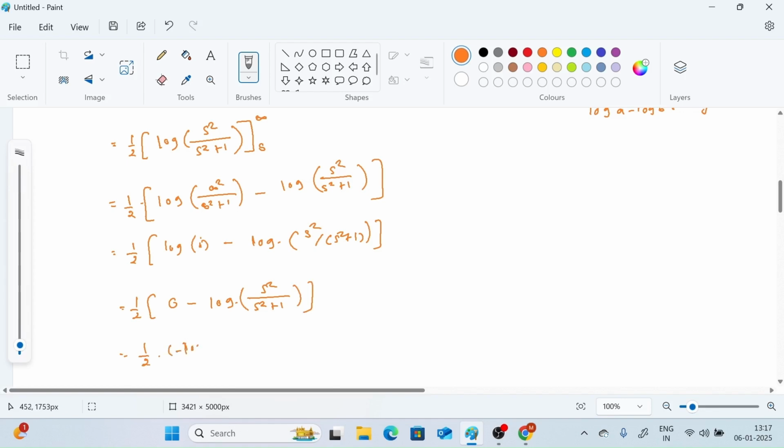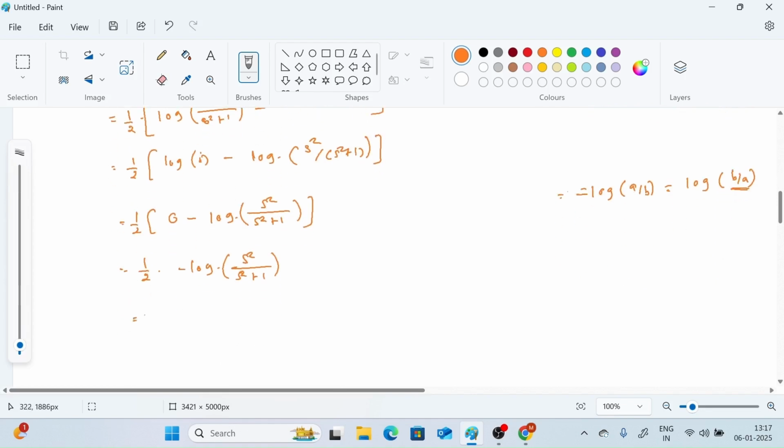So 1 by 2 times minus log of s square upon s square plus 1. We also learned that minus log of a by b can be written as log of b by a, so the minus will be converted into plus by just changing the term to b by a. So I'm going to change it to 1 by 2 log of s square plus 1 upon s square.